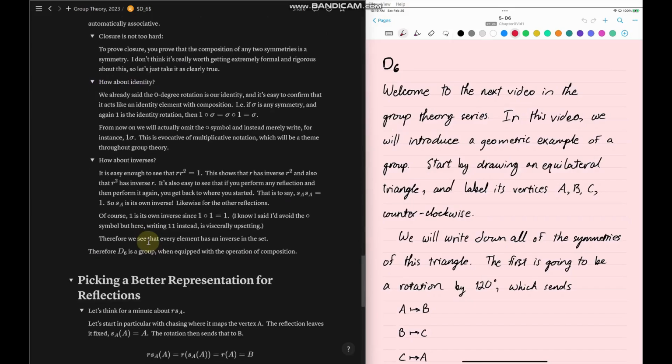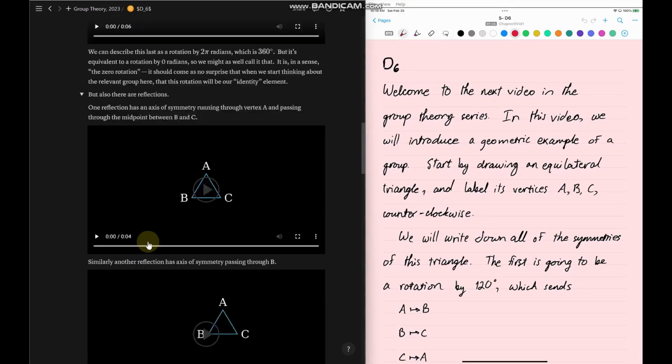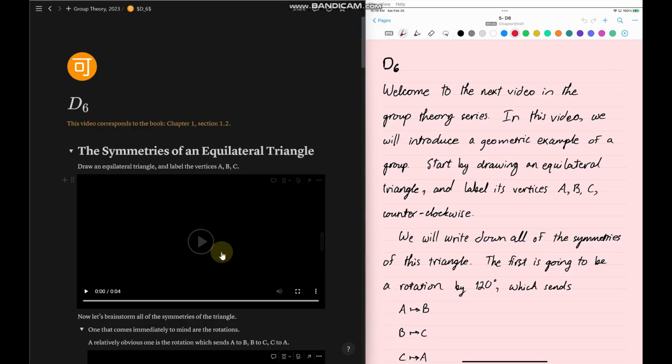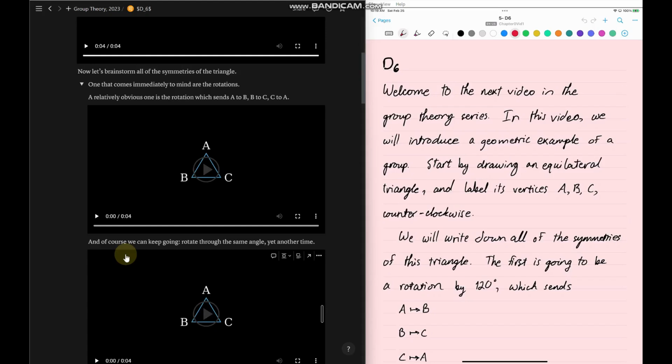Start by drawing an equilateral triangle and label its vertices A, B, C counterclockwise around the triangle. And we will write down all of the symmetries of this triangle.